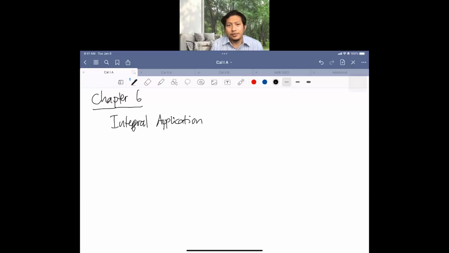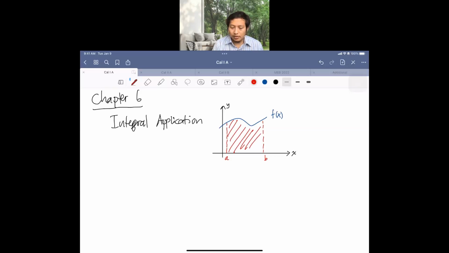Now let's move on to chapter 6, the integral applications. If we know the integral, we can represent it as an area under the function. If we have this function of x and evaluate from a to b, we get the total area through integration of the function from a to b.